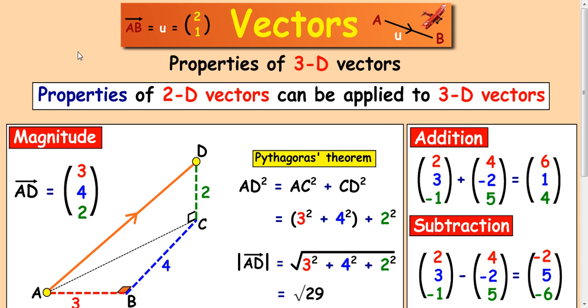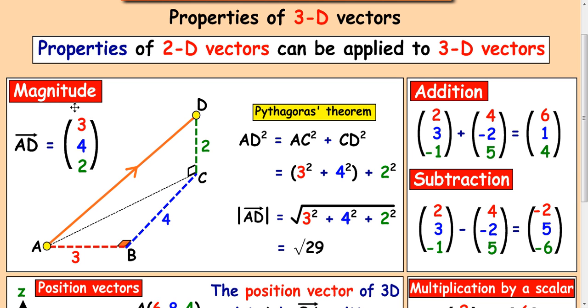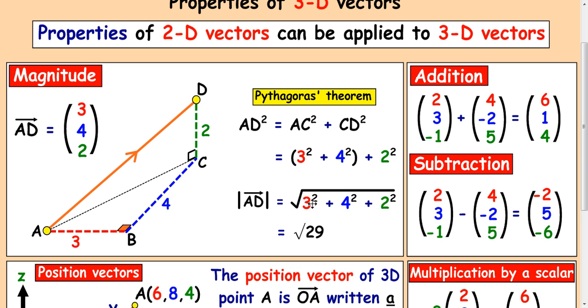In terms of properties of 3D vectors, so far in the video lessons we've looked at properties of 2D vectors. Now you can apply those principles to 3D vectors. So everything you do with 2D, you can do with 3D, except you're going to use 3 numbers instead of the 2. So if you look at the magnitude of a 3D vector first, on a 2D vector you used Pythagoras, so you squared the 2 numbers, added them together and square rooted. The magnitude of a 3D vector is no different. The only difference is you square the 3 numbers, add them together and square root.